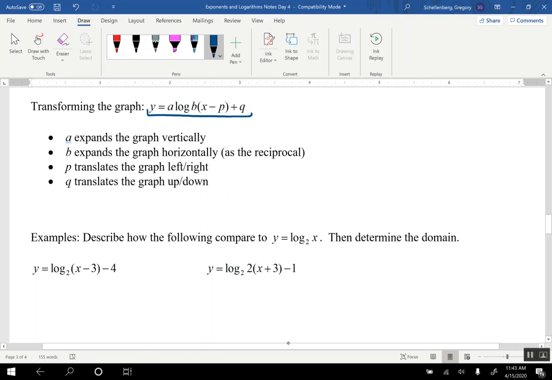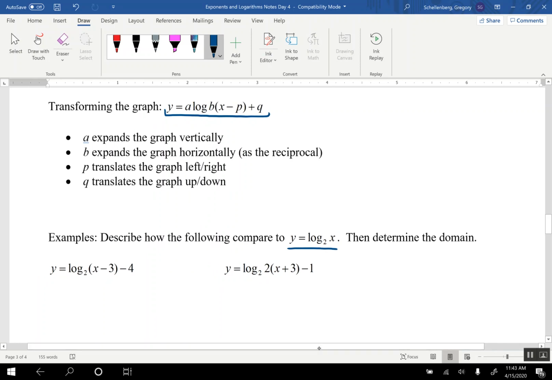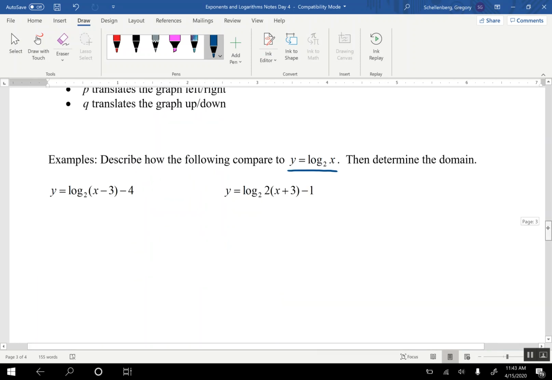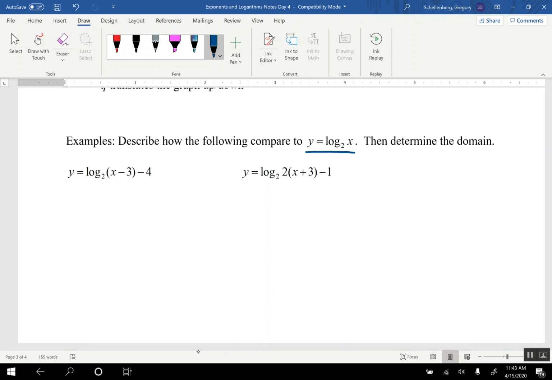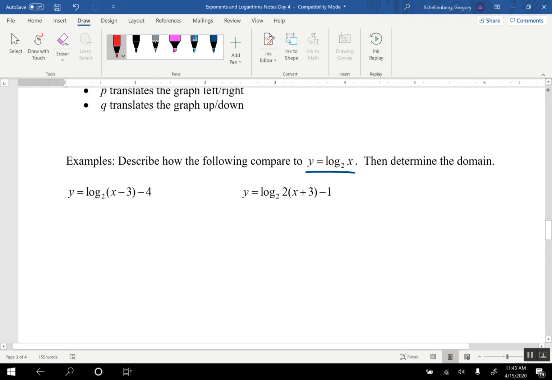Okay, so if we're given some base function like y equals log base 2 of x, can we identify the transformations that have taken place? So we've got log base 2 of (x minus 3) minus 4. We've got a p-value of 3 and a q-value of negative 4. So this is shifting the graph 3 units to the right and 4 units down.